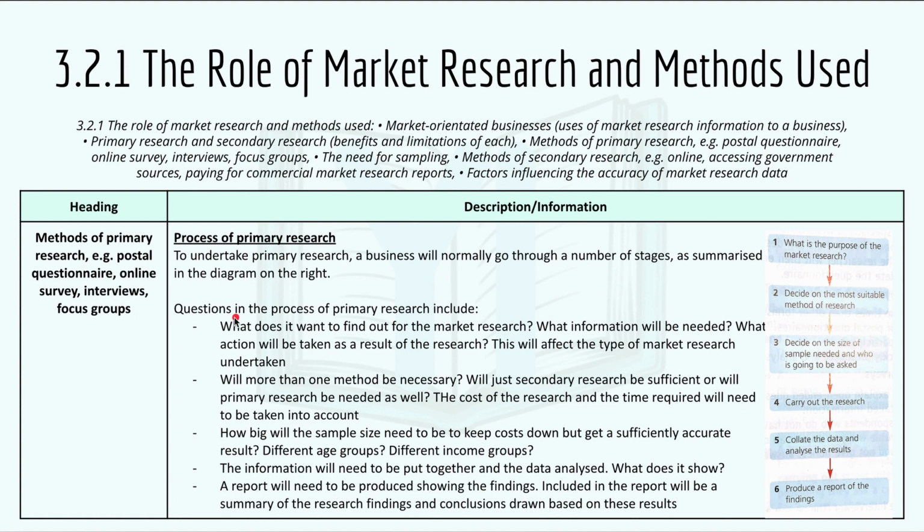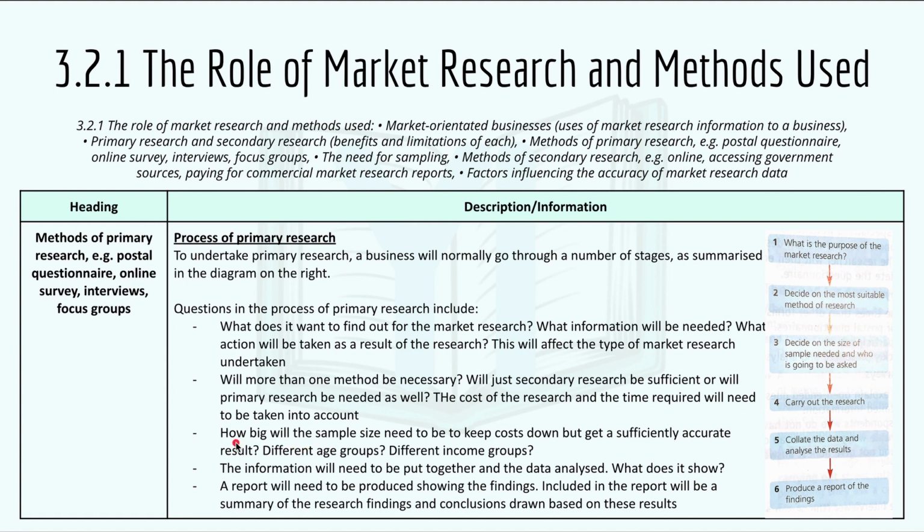And the questions in the process of primary research include: what does it want to find out about the market research, what information will be needed, what action will be taken, and this will affect the type of market research being undertaken. And number 2, will more than one method be necessary? Will just secondary research be sufficient, or will primary research need to be used as well? And the cost of the research and the time required will need to be taken into account.